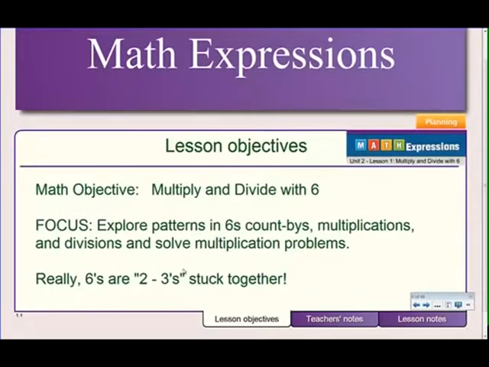Putting 2 3's together, you're going to get the 6's. 3 times 2 is 6. Put 2 3's together, you get 6. And you can do that also with 4 times 3 is 12. Put 2 12's together and you get 6 times 4. So something to be thinking about. But we're going to explore the patterns in 6 count bys, multiplications, and divisions and solve problems.